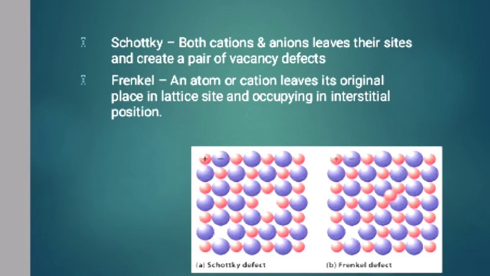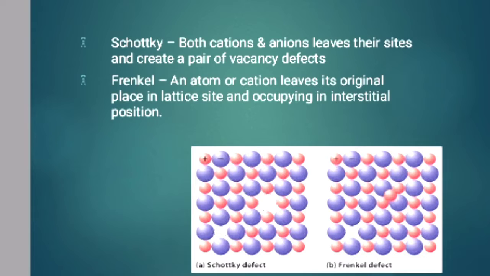Next one is the Schottky defect. In this defect, both cations and anions leave their sites and create a pair of vacancy defects. As you see in the diagram, the plus and minus, the cations and the anions, leave their original places. Due to that, vacancies are created by both the cations and anions in the crystal structure. And this is categorized as the Schottky defect.